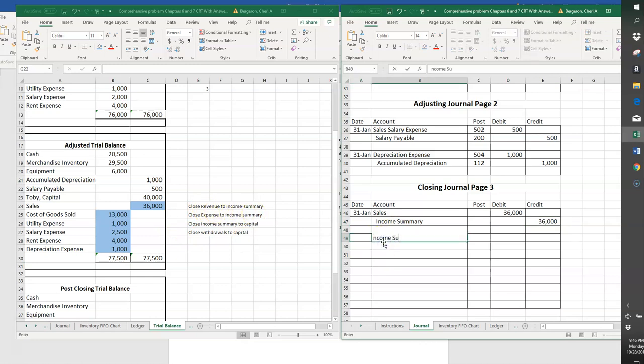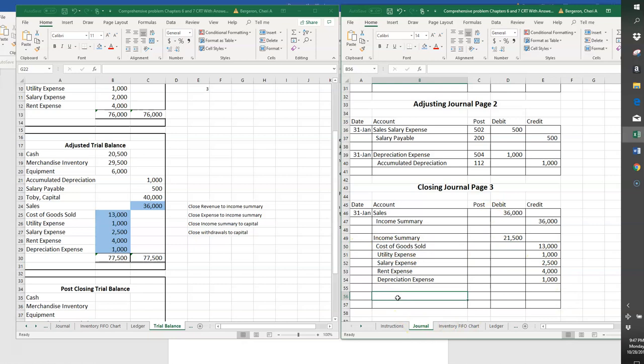The next one is close expenses to income summary. Since I will need to be crediting all of my expenses, I know that I will need to debit my income summary. So I need to list out all of my expenses and credit each of them: 13,000, 1,000, 2,500, 4,000, and 1,000. I need to debit income summary for the total of that. If I add all those together, they equal 21,500. So that is step two. I close my expenses to income summary.